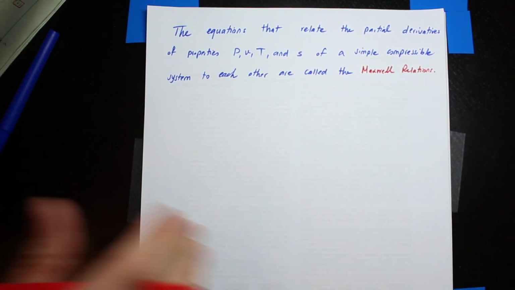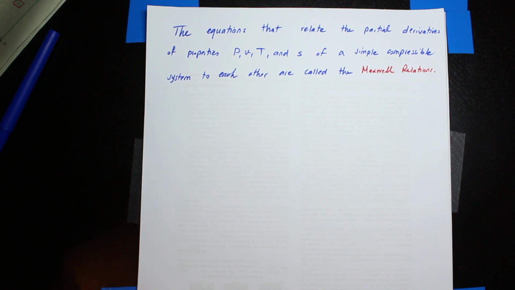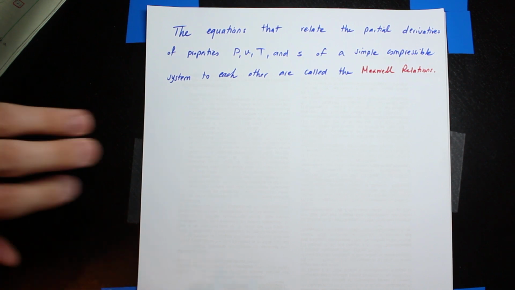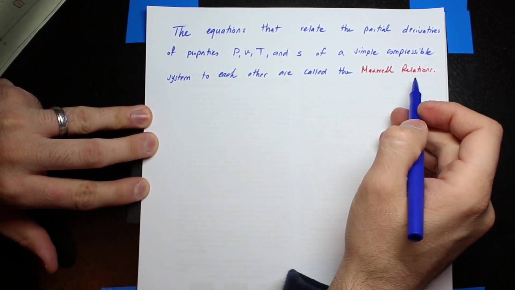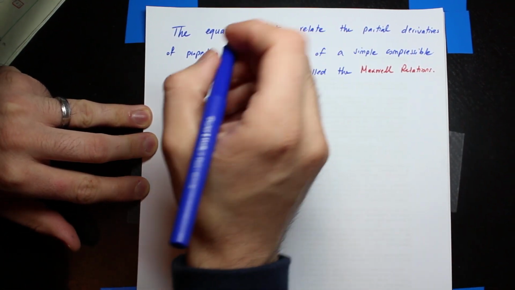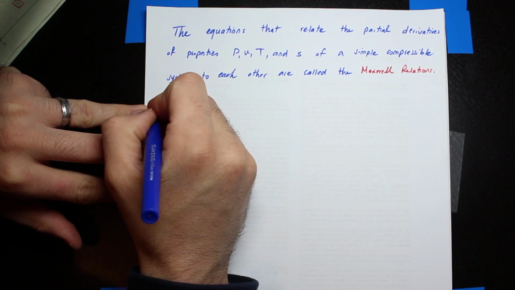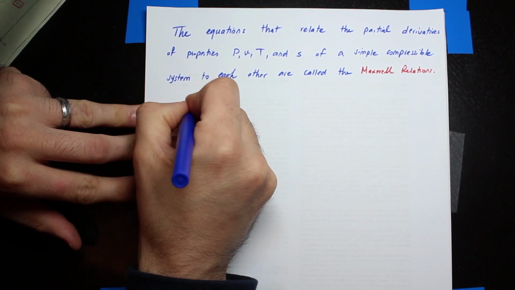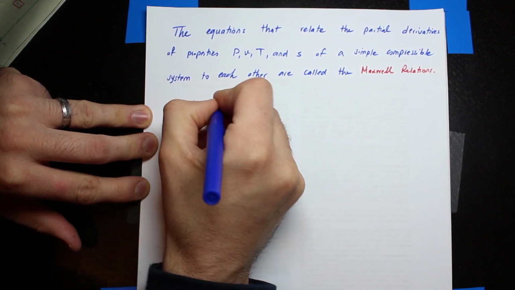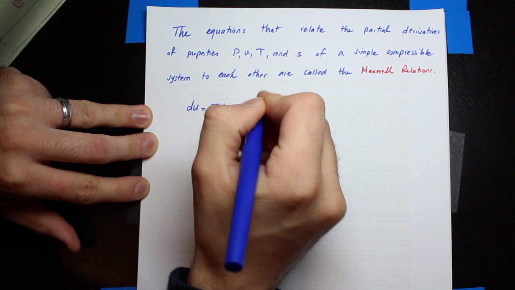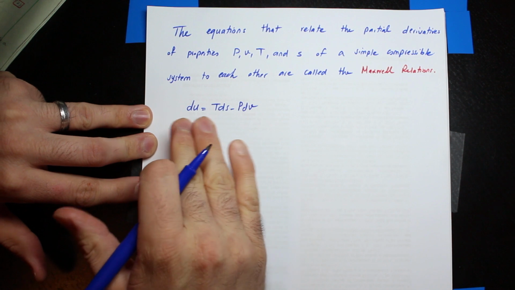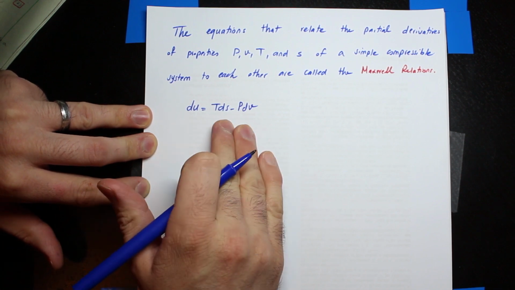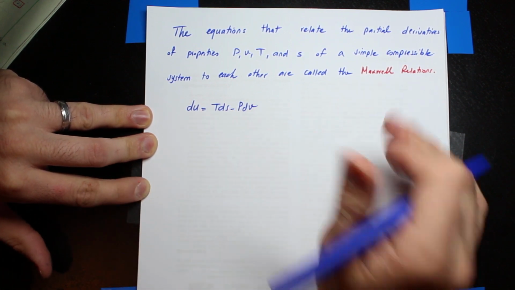Okay, so the Maxwell relations are based on the Gibbs equation. So we have four Gibbs equations, and the Maxwell relations are based on those four equations. So the very first relation or equation we have in a Gibbs equation is du is equal to TdS minus PdV. Okay, so this is one of the four Gibbs equations that we utilize for Maxwell relations.